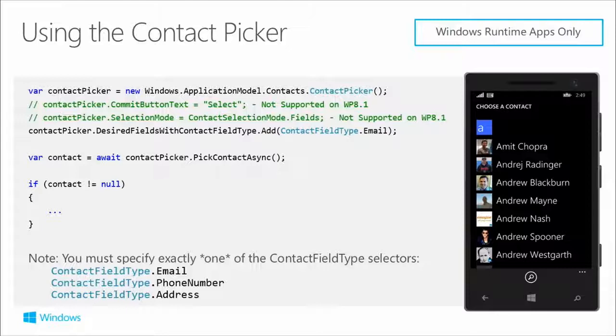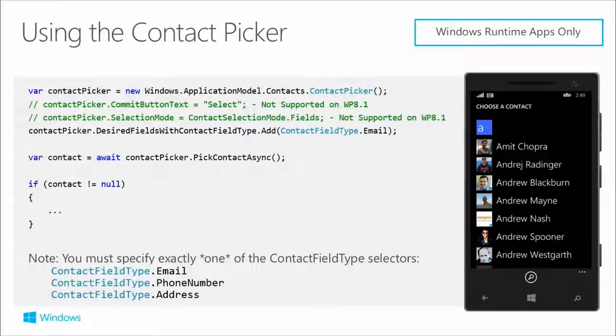Then on Windows Phone, again, as with Windows, there's this desired fields with contact field type. So you can say to the Contact Picker, I want to get back the email, or I want to get back the phone number, or I want to get back the address from this search. And you've got to set one of them, and only one of them on phone. On Windows, on big Windows, you can select one or more of them. So once you've configured the Contact Picker instance, then you just call pick contact async.